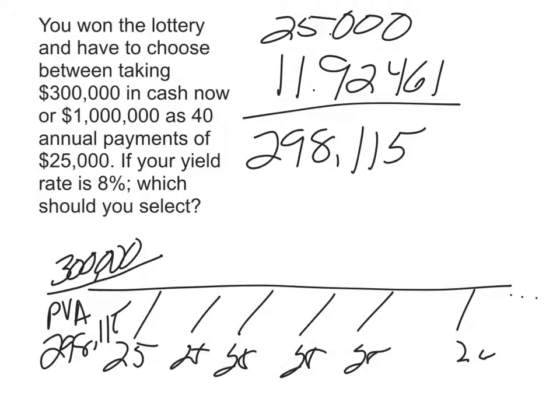So your choice is $300,000 now, or what's worth $298,000 now. So in this case, take the money and run.